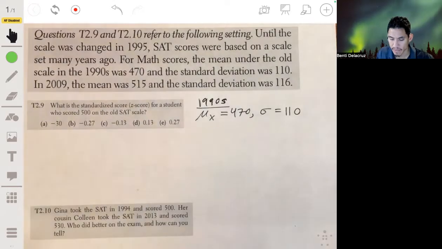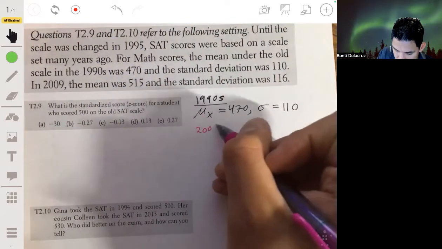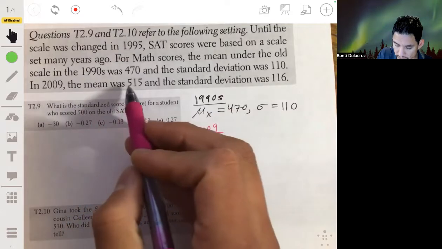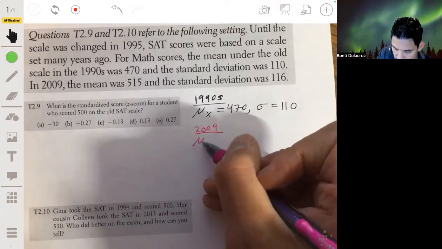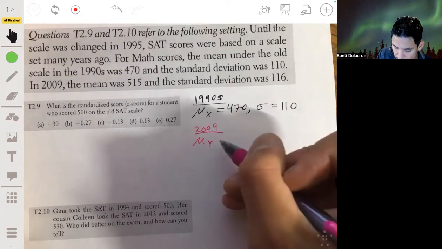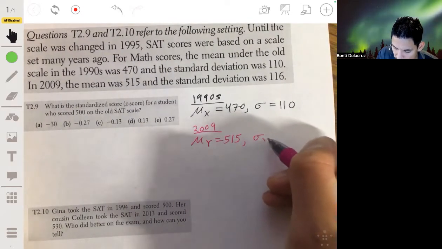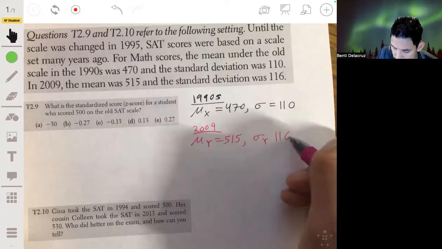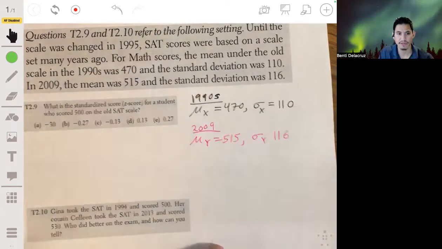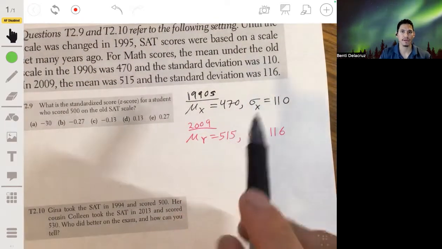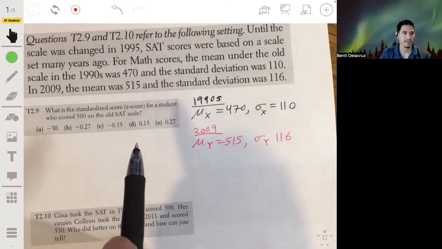And we have that later, let's just say in 2009 and beyond, the mean math SAT score is 515. Let's write that as mu of Y, 515, and the standard deviation of Y was 116. Just to distinguish it, X and Y. You don't have to, as long as you know what you're doing, but I like to be a little more clear. I don't think that even matters for this first one anyways.